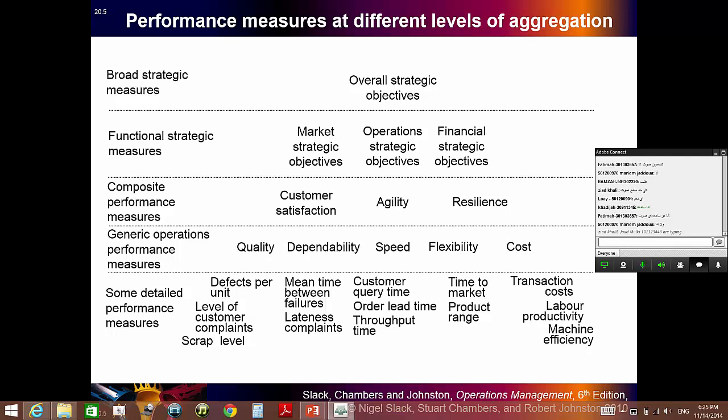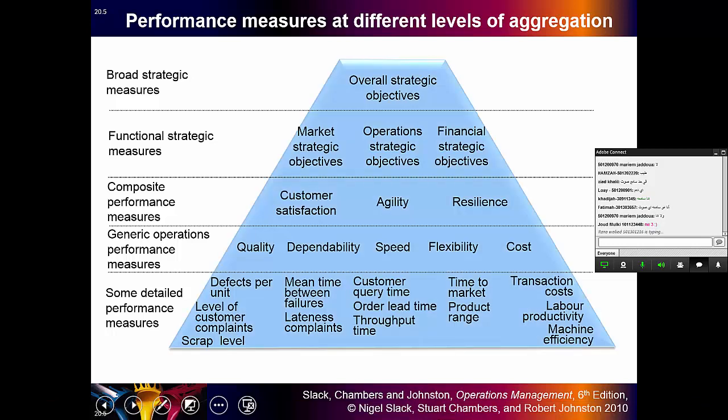Okay, so you need to understand the generic operations performance measures. That means the fourth level and the fifth level. So we have two levels that need to be understood. So this is the illustration of what we mean by the performance measures at different levels of aggregation.